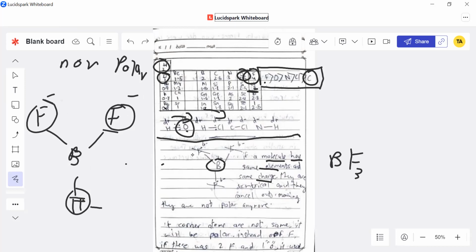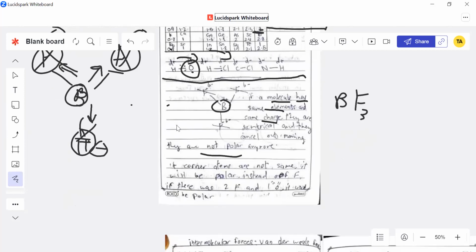Fluorine, I told you, is the most electronegative element. Because of its high electronegativity, fluorine will take the electrons of boron. So the electrons will move something like this. Because they are moving outwards and have the same charges, they will cancel out. If a molecule has the same elements and the same charge, they are symmetrical and they cancel out. And because of this, they become non-polar.